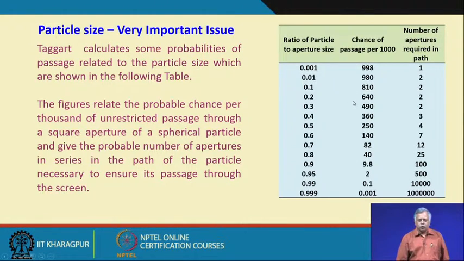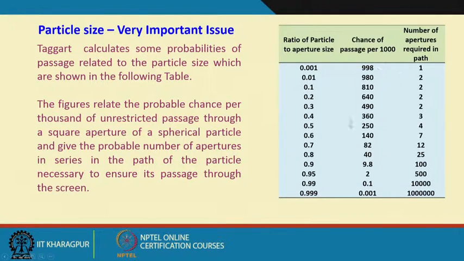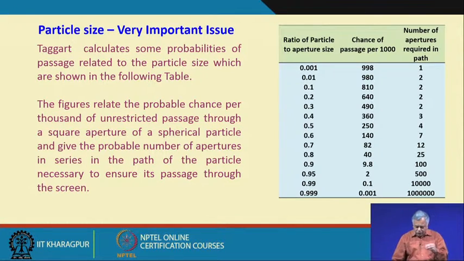Whosoever is more interested to know about this, you can go through it, and this shows that when the particle to aperture size ratio goes down, the number of apertures required in the path increases. That means you have to increase the residence time of the particles manifold.